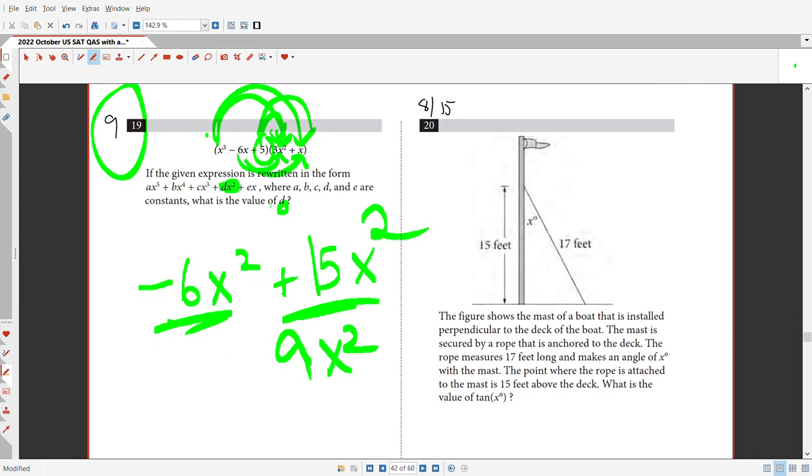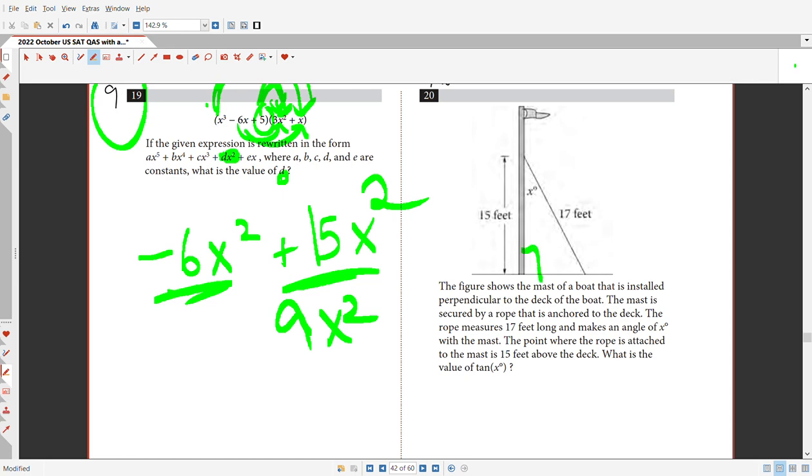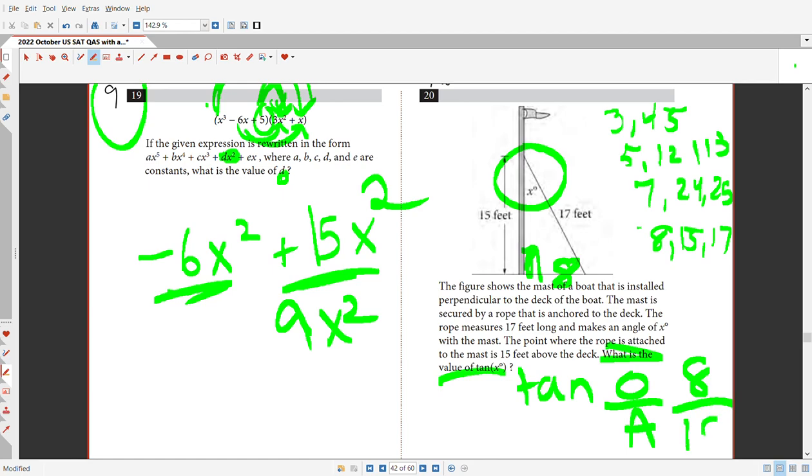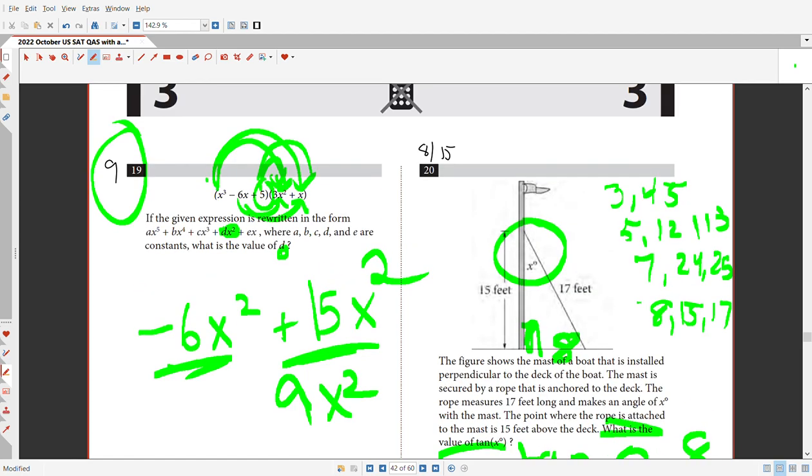All right, number 20. This is a right triangle. The triples you're supposed to have memorized are 3, 4, 5; 5, 12, 13; 7, 24, 25, where the larger side is the hypotenuse. And then the last one is 8, 15, 17. So the missing number here is 8 without having to do the Pythagorean theorem. What is the value of tan of x? Tan is opposite over adjacent, so it's 8 over 15. And then that was the answer.